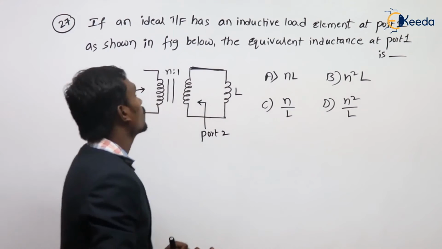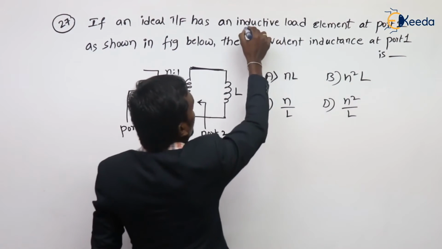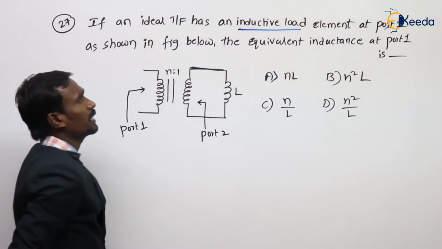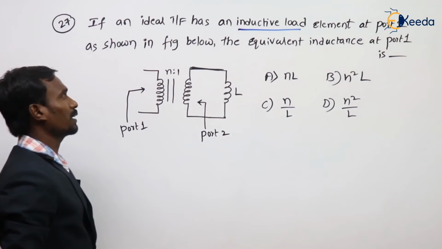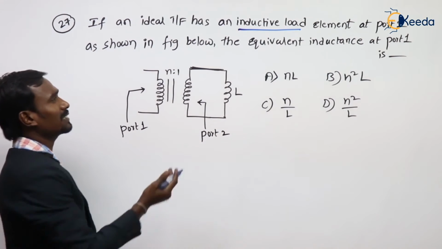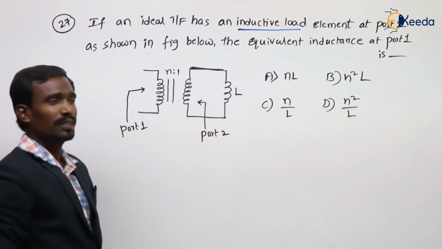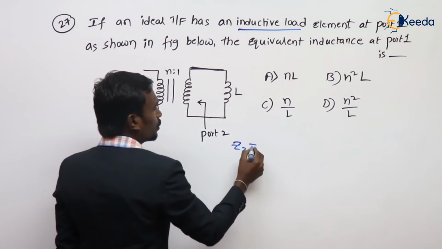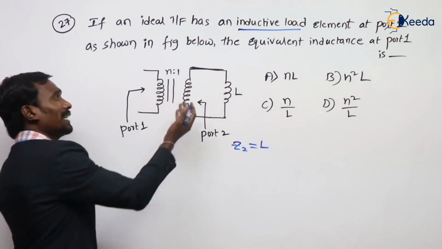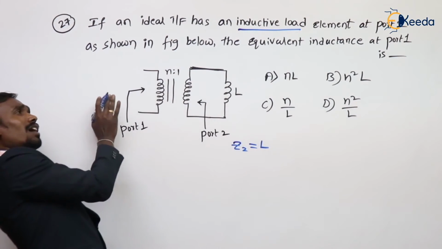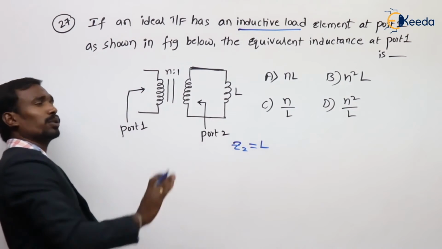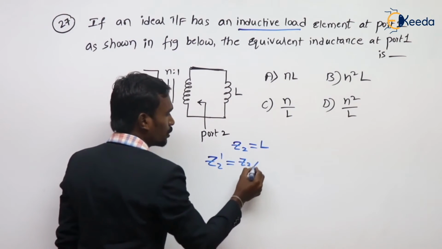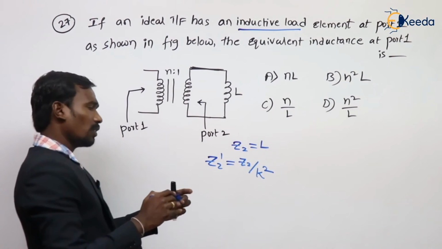See, an ideal transformer has an inductive load element at port 2 as shown in the figure below. The equivalent inductance at port 1: for example, this is Z2, Z2 is equal to L. But I want that equivalent inductance seen from port 1, nothing but Z2 dash. Z2 dash is equal to Z2 by K square.